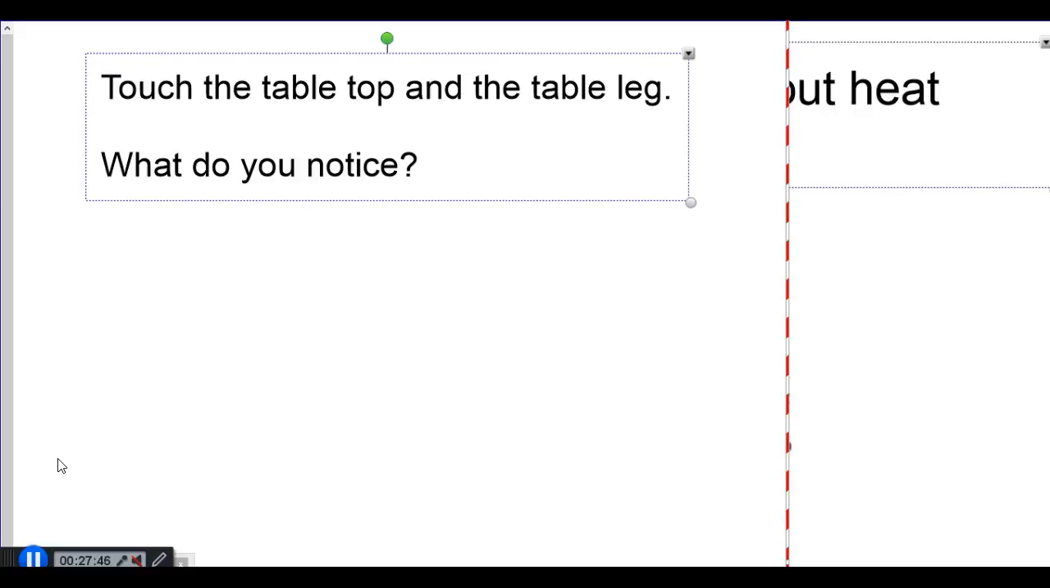Okay, think about this. We know that heat transfers from the warmer object to the cooler object. What is the warmer object, my hand or the table leg? My hand, because my hand is probably about 35 degrees Celsius, versus the table leg, which is going to be about 21, 22 degrees Celsius, because that's about the room temperature right now. Why does my hand feel cool? It's because the heat is moving away from my hand into the table leg. There's no such thing as coldness.